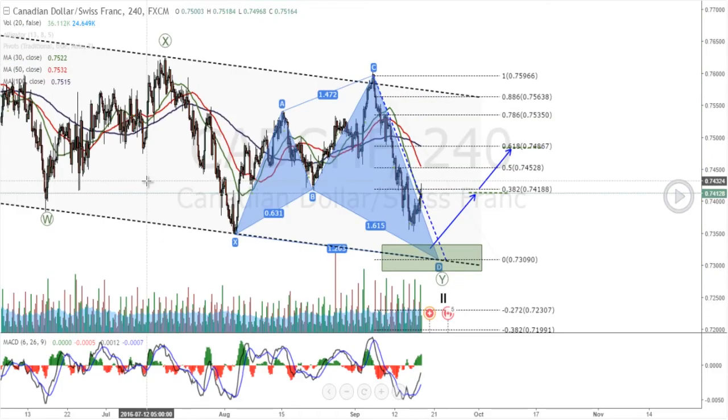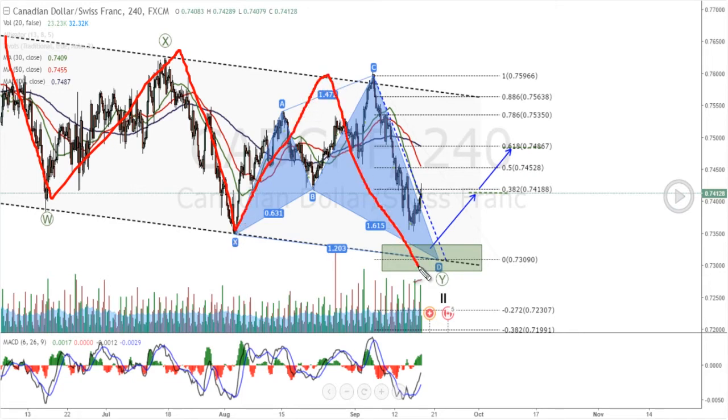Next one, Canadian dollar, Swiss franc. I was looking at a harmonic pattern here, bullish shark. In wave theory, I was looking at a correction channel, something like this. So I was looking for price to come here and break, then move up. This was a month ago. I don't think it did go down. It broke immediately my trigger line.